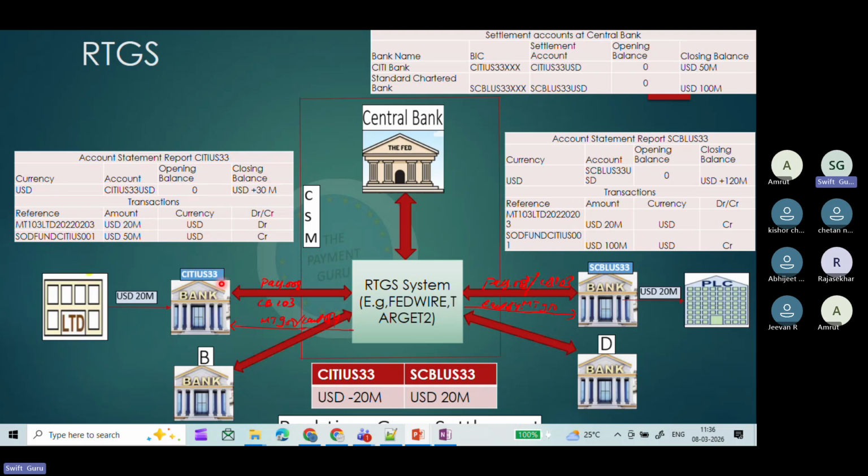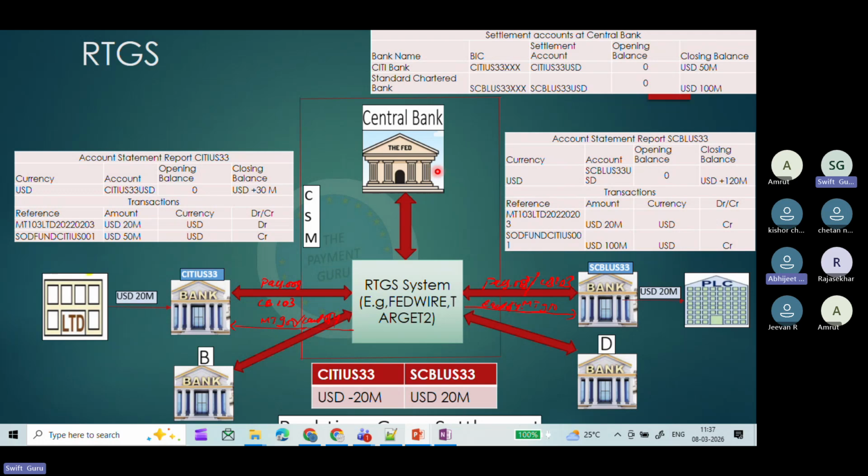So here SBI or Axis Bank or any bank doesn't need to maintain an account with each other. They need to maintain an account at the central system, that is Reserve Bank of India. So can we call Reserve Bank of India a payment switch here? It is a payment rail. RTGS is one of the payment rails in India.